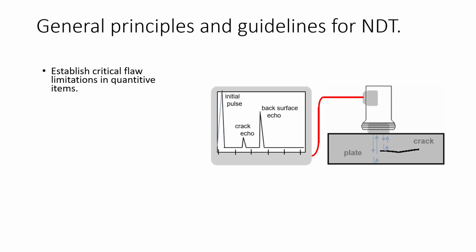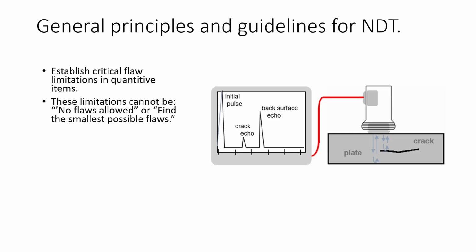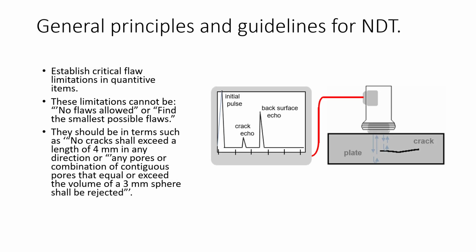Different codes have different criteria in regards to the critical flaw size. So once again, this needs to be understood. We can't have something that says no flaws allowed. Find the smallest possible flaws. These are unrealistic expectations for the non-destructive testing people. You got to give them a goal. You got to establish a critical flaw size and the limitations on that flaw size. So that needs to be done. We can't just give them a situation where they're searching for no flaws. It's not going to happen. You got to give them a little something more than that.